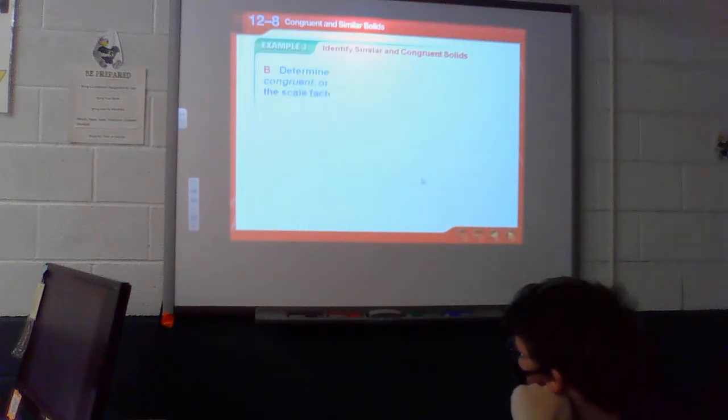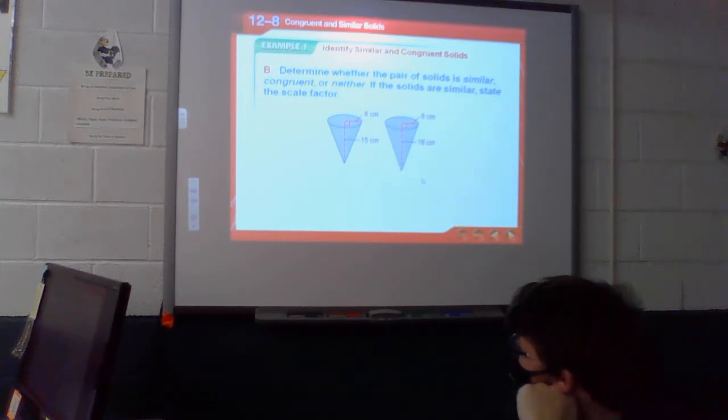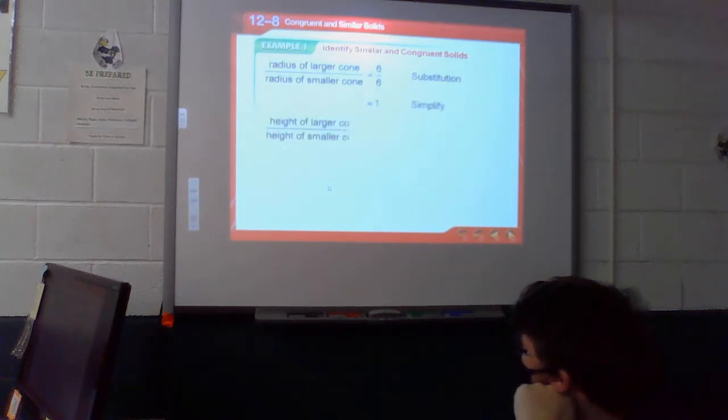So again, right here, a little different. Now we have a cone. Are they congruent? We probably don't even have to do much math on this one. Is this similar? Is 6 to 6 the same ratio as 15 to 16? Well, 6 to 6 is easy, right? What's my ratio? 1. Is 15 to 16 equal to 1? So are they similar? Are they congruent? No. This one right here would be neither, right? So then they're just not.